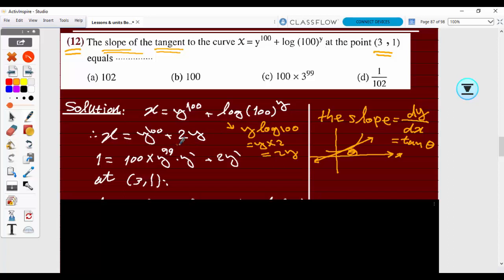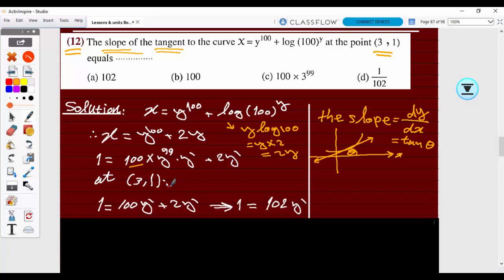Now we take the first derivative with respect to x. The derivative of x with respect to x equals 1. And the derivative of y power 100 is 100 multiplied by y power 99 times y dash. Y dash of course is dy/dx, because we are taking the derivative with respect to x. Plus 2 multiplied by y dash. The derivative of 2y is 2y dash. At the point (3, 1), this becomes 1 equals 100 y dash plus 2y dash.